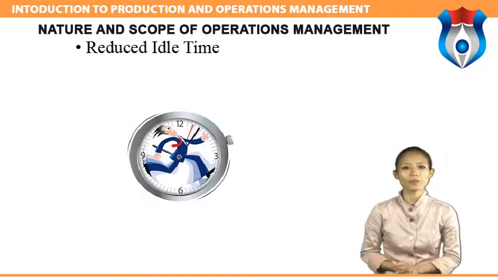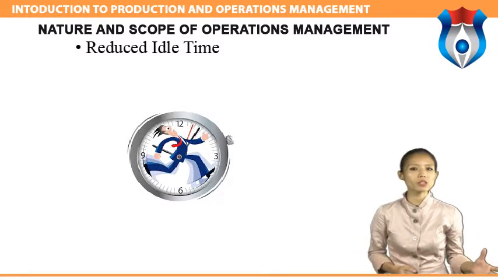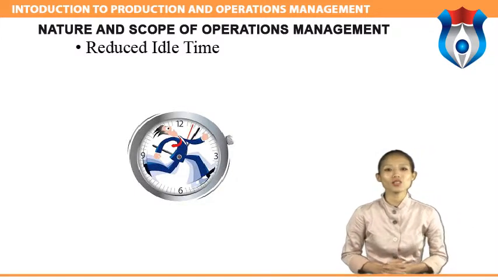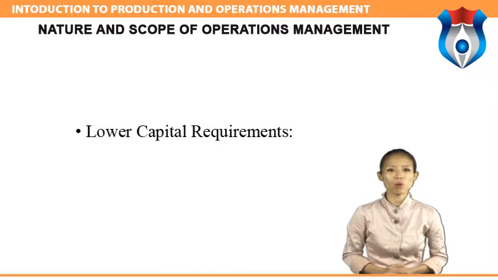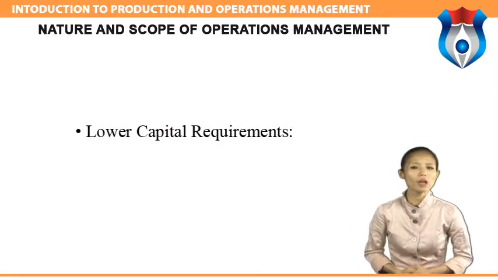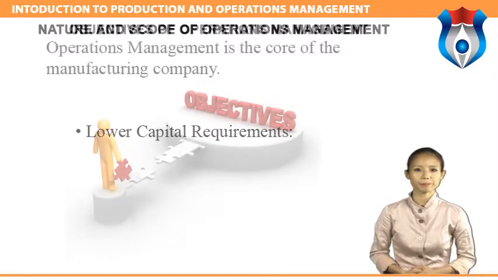Reduce idle time. Production planning and control helps in reducing idle time, that is loss of time by workers waiting for materials and other facilities, because it ensures those materials and other facilities are available to the workers in time as per the production schedule. Lower capital requirements. Under a sound system of production planning and control, everything relating to production is planned well in advance of operations.